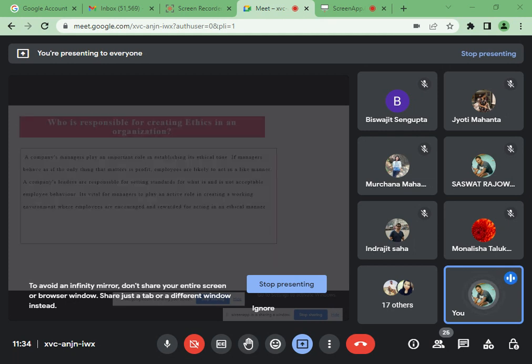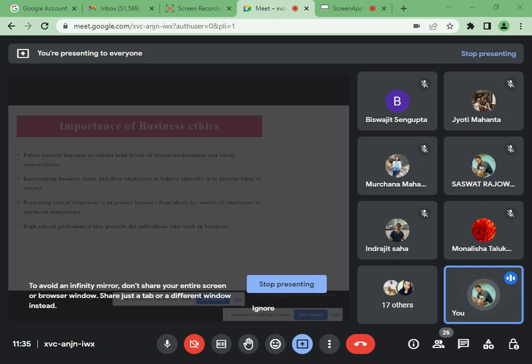Who is responsible for creating ethics in an organization? A company's manager plays an important role in establishing its ethical tone. If a manager behaves as if the only thing that matters is profit, employees are likely to act in a like manner. A company's leaders are responsible for setting standards for what is and is not acceptable employee behavior. It's vital for managers to play an active role in creating a working environment where employees are encouraged and rewarded for acting in an ethical manner.